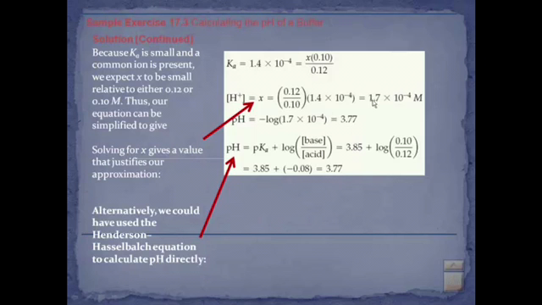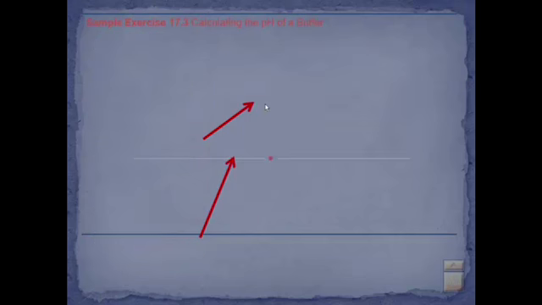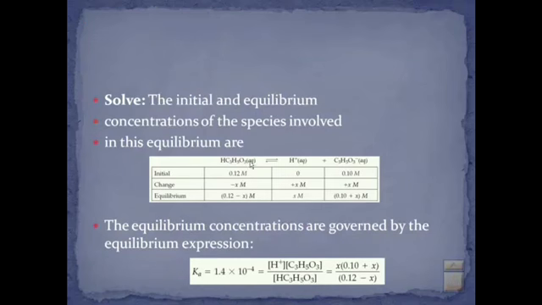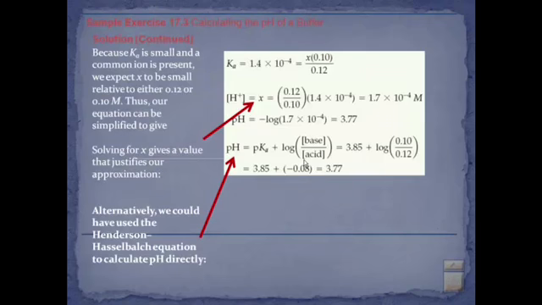Look at your value of x, it's really small. 1.7 times 10 to the negative 4 molar. Alright, look back at your equilibrium expression and make sure you understand what your x really solved for. Your x solved for the hydrogen ion concentration right here, the H+. Alright, so make sure you keep that straight.